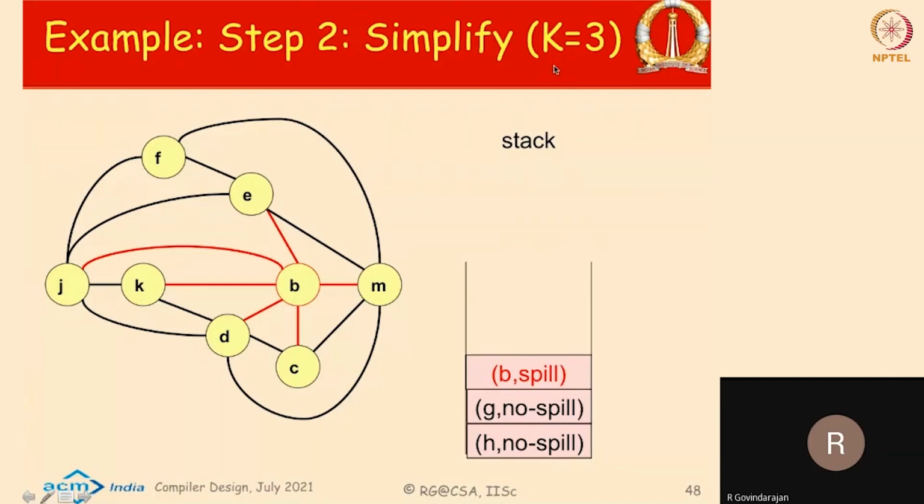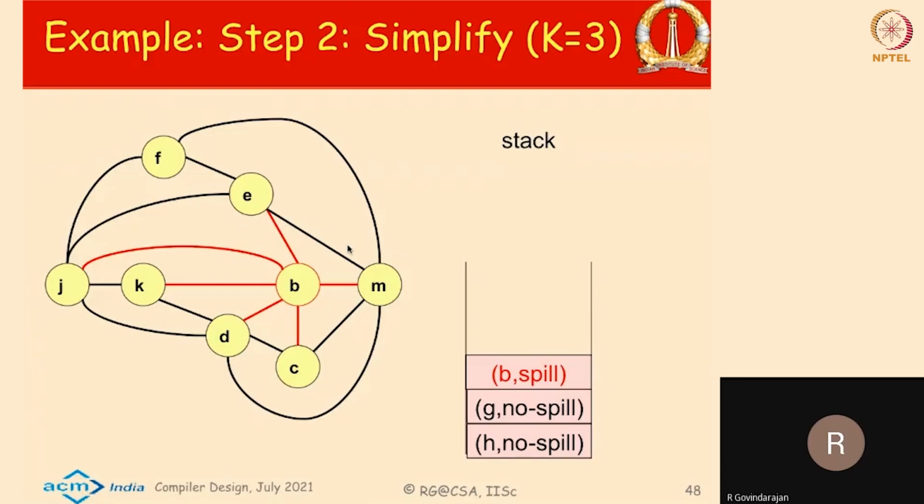Therefore, you can only remove nodes which have 2 or 1 edges, but every one of the nodes has more than 2 edges, right? So, for example, K has 1, 2, 3 edges, D has more than 3 edges, C has 3 edges, and so on and so forth. So, you can't do any more simplify in this graph. At this point in time, you decide to spill one of the nodes.